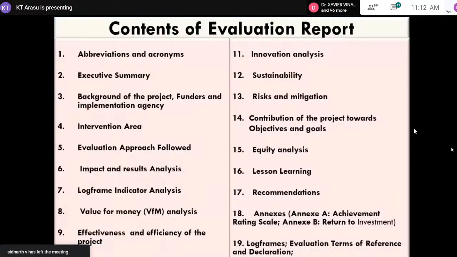The next is the contents of the evaluation. I have taken this exclusively from a DFID evaluation report done by an agency called ACT in the UK. So what are the various components in a report? Suppose you are evaluating, you can use it as a base.